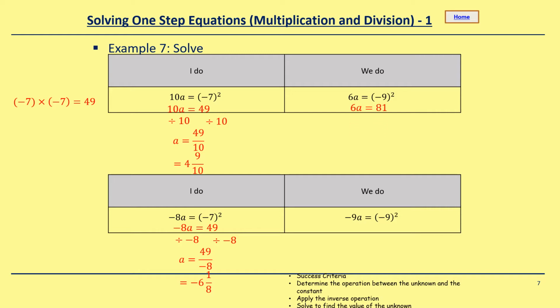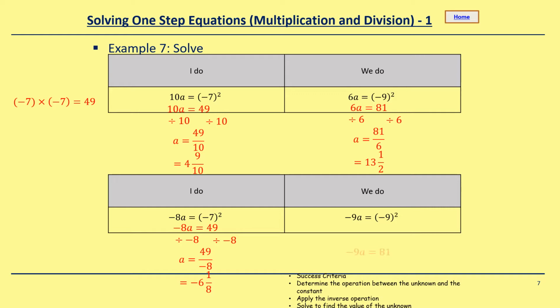The answers, we would have got 6A equals 81. Divide both sides by 6. 81 divided by 6 is 13.5. So it depends what the question might say, whether it might tell you to simplify your answer, or it might tell you to write your answer as a mixed number.